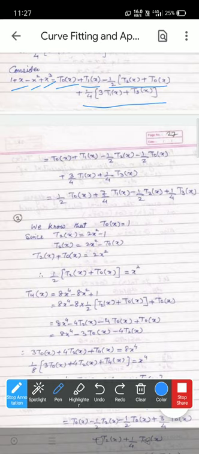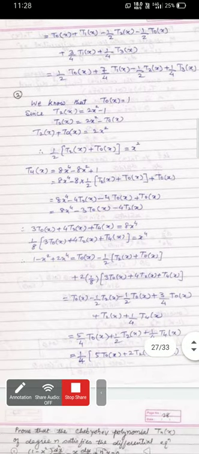So we get T0(x) + T1(x) - 1/2 T2(x) - 1/2 T0(x) + 3/4 T1(x) + 1/4 T3(x). By solving the expression, we get 1/2 T0(x) + 7/4 T1(x) - 1/2 T2(x) + 1/4 T3(x).